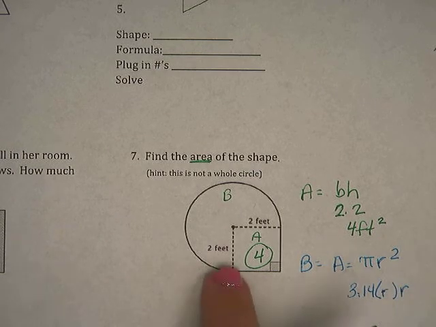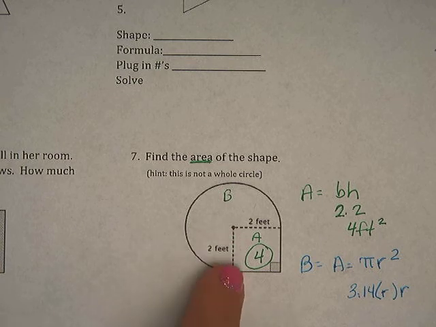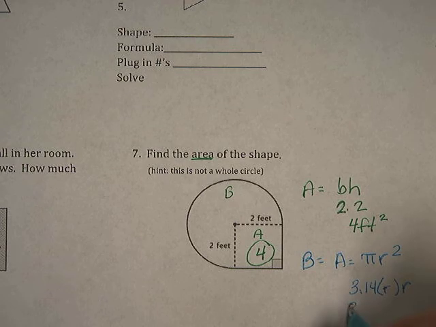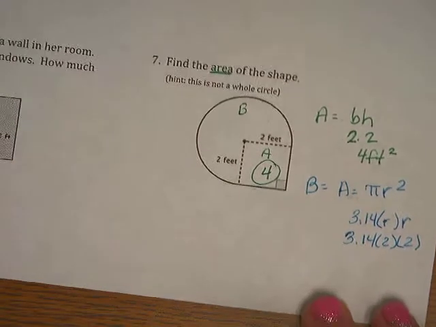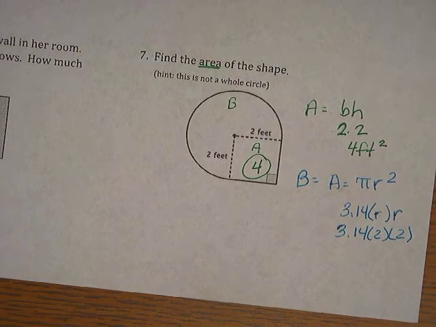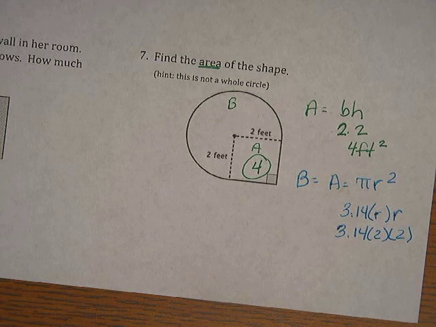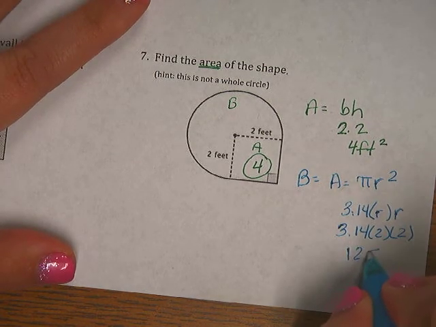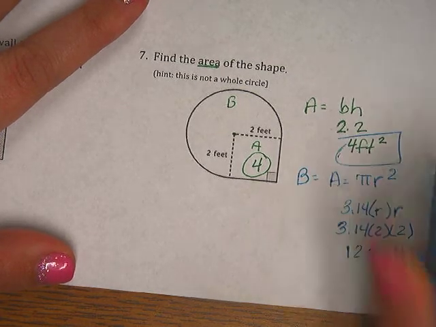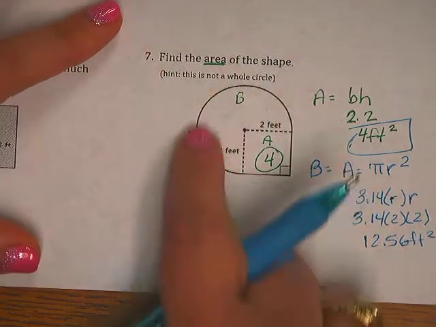So then I'm going to come back to my picture. I see that this part of the square is 2. Well, this also represents the radius, so instead of r, I'm going to plug in 2. So I have 3.14 times 2 times 2. Okay? And then with my calculator, I am going to go ahead and solve that. And I get 12.56 feet squared.